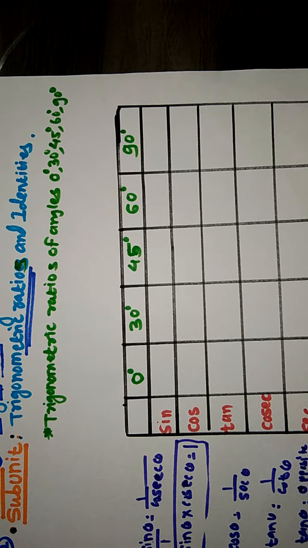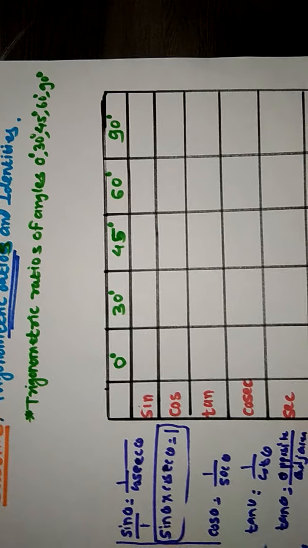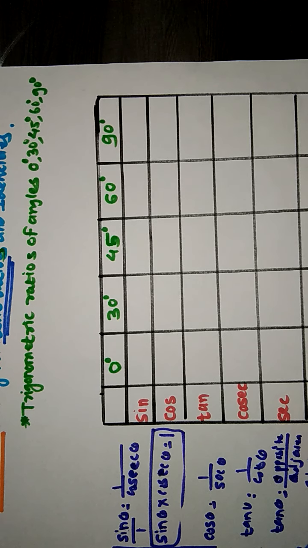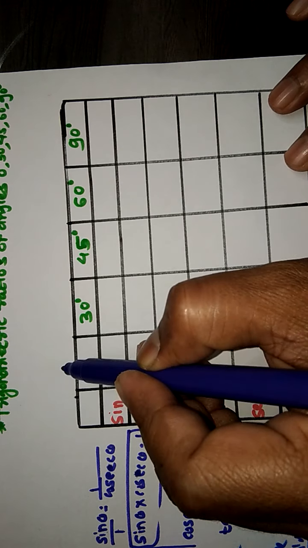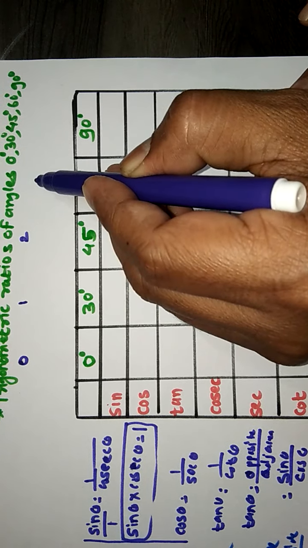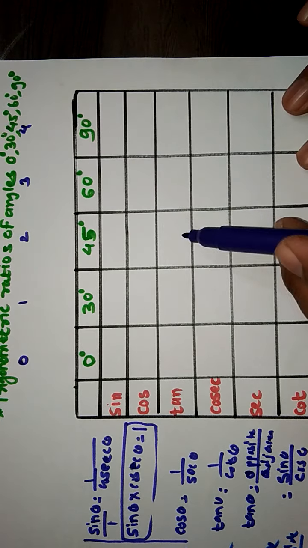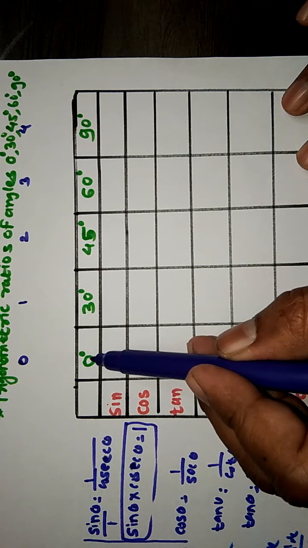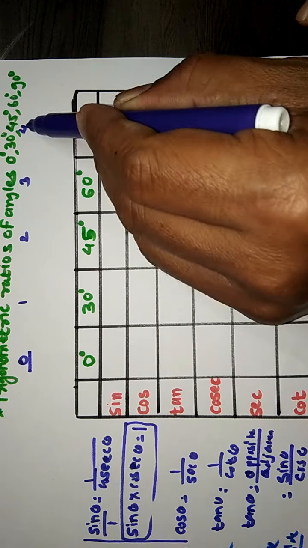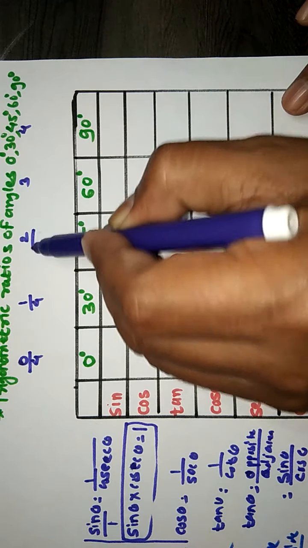Now we see the trigonometric ratios of angles 0 degree, 30 degree, 45, 60 and 90. How can we remember this table for 0, 30, 45, 60 and 90 for these 6 trigonometric ratios? See the hint for this table. Remember, start from 0. So here we write 0, then 1, 2, 3 and 4. These 4 numbers, 0 to 4, write above the 0, 30, 45, 60, 90 degree angles. Then divide each by 4.